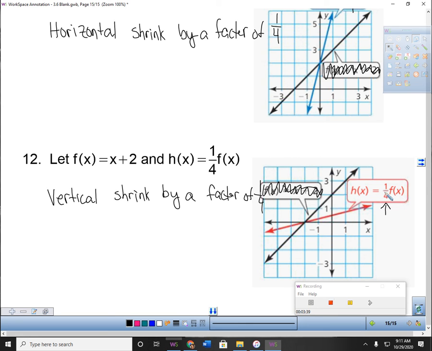Keep it the same. So when you see those graphs and it says what happened from F to H, you don't really care about F because they're already telling you on H what you've done, right? So we don't want to overcomplicate that.